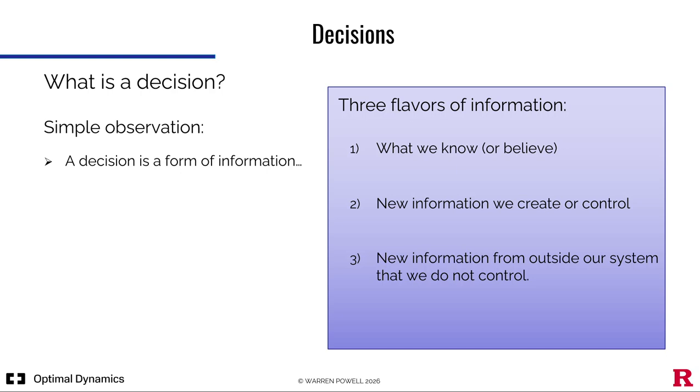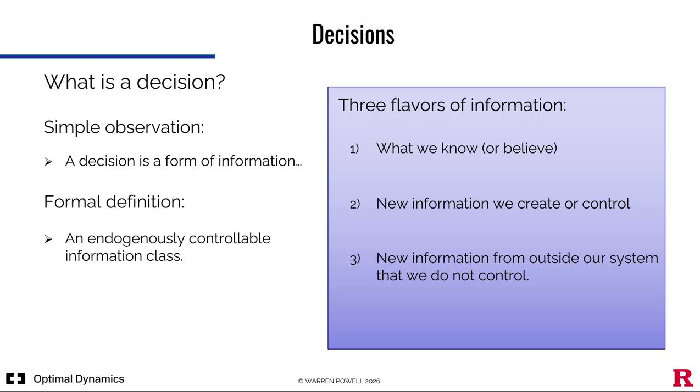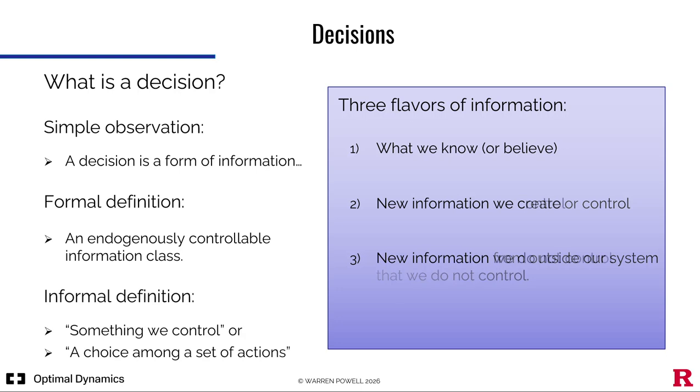So clearly, number two, those are the decisions. That's where I'm controlling that. And so of these three flavors, number two is the flavor that's a decision. I give it the definition, an endogenously controllable information class. But in plain English, we could say it's something we control. You could call it a choice among a set of actions.